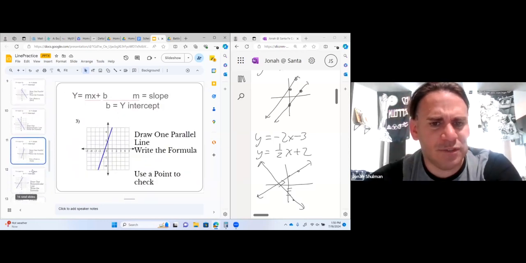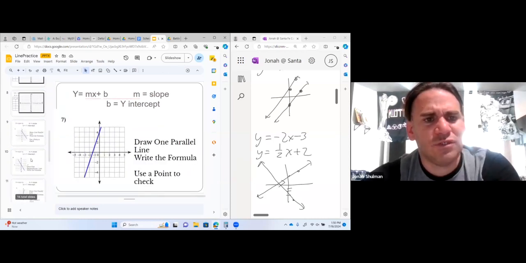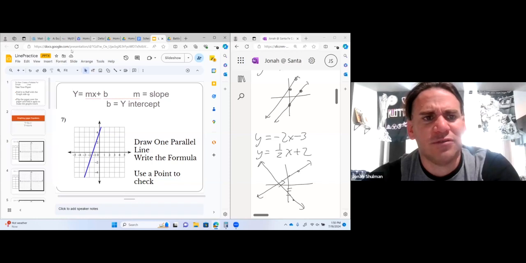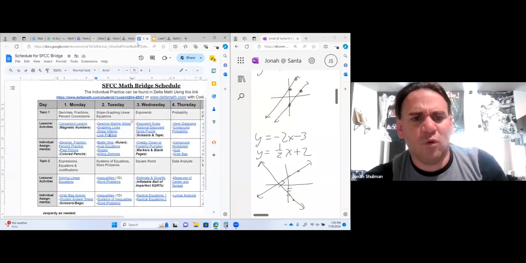There's problems for them to do. Use a point to check. Is there anything else on here? Nope. But these are just really nice to really get students understanding what graphing looks like and things like that. If you want more, there's tons.